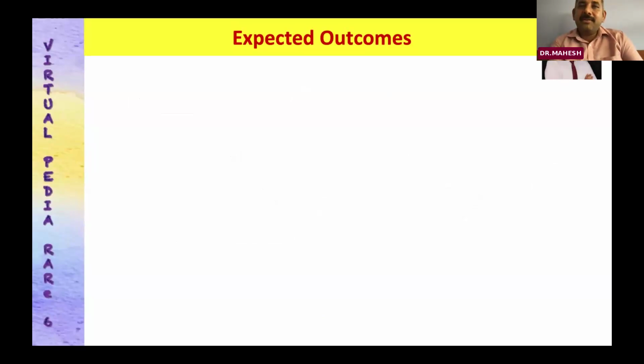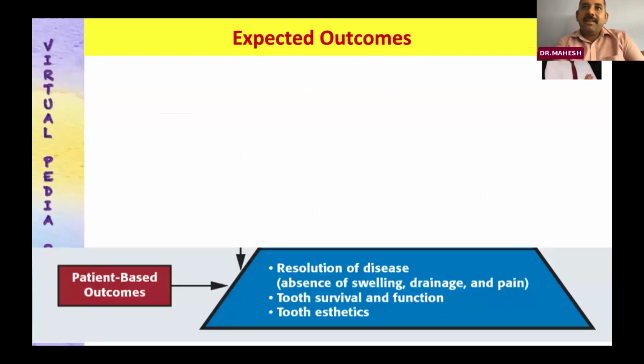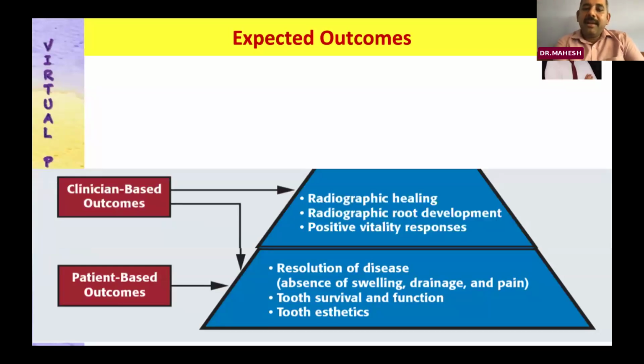So what can we expect from all these regenerative procedures? It is divided based on 3 criteria. What the patient expects: for the patient, the expectation is always the resolution of the disease. The patient is free from any kind of swelling, or the tooth is stable in the mouth. The tooth survival and function is there. Since it is an anterior tooth, the aesthetic is there. The patient is happy. If we take the clinician's point of view, the treating doctor is happier if the success rate is good and the radiograph is going to heal better.